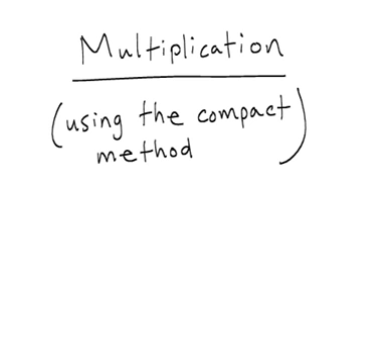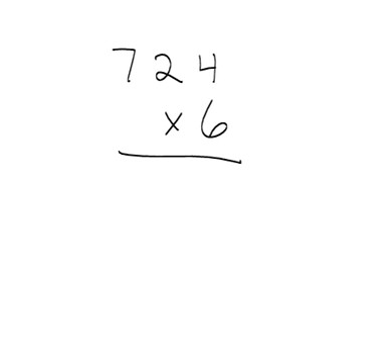In this tutorial, I will teach you the steps for multiplying using the compact method of multiplication. We'll multiply a 3-digit number by a 1-digit number, and we'll multiply a 2-digit number by a 2-digit number. Let's start first with multiplying a 3-digit number by a 1-digit number. In this case, I'm going to multiply 724 times 6.